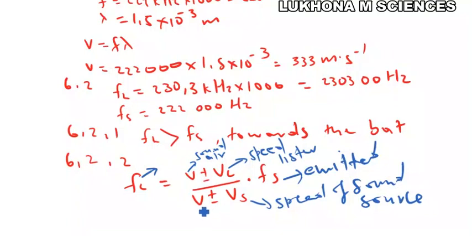So this one is the speed of sound in air. Okay, so this one is the frequency received, the frequency received or heard by the listener. Okay, so what is happening here?